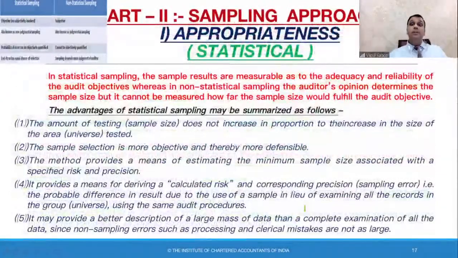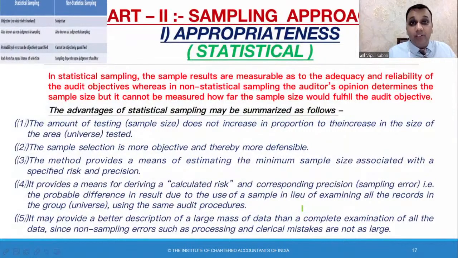The appropriateness. So where is statistical sampling appropriate to use? In what circumstances? Where is non-statistical sampling appropriate to use? How do we get to know that? In what situations? In statistical sampling, the sample results are measurable, they are adequate and reliable as per our audit objectives.